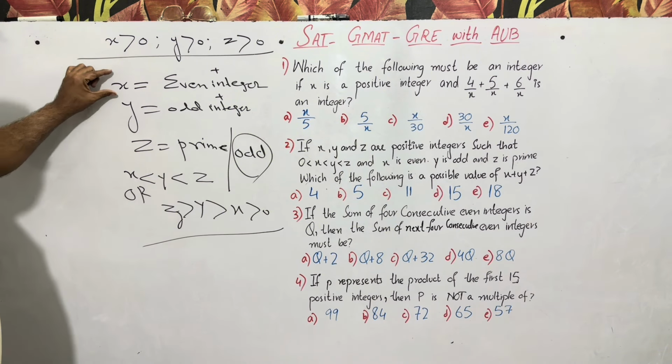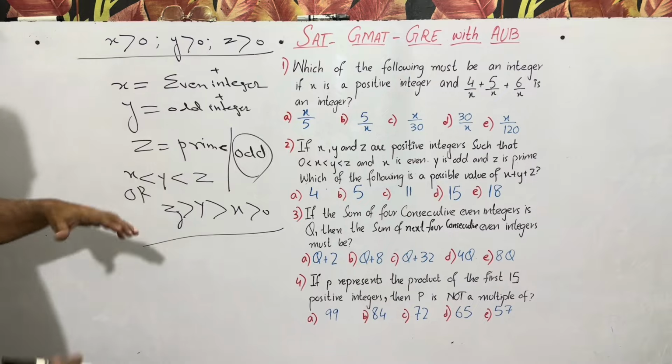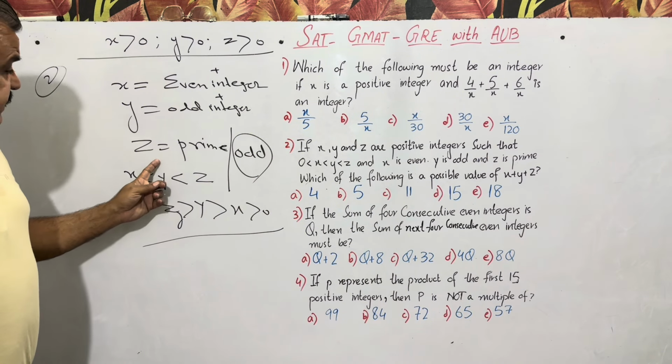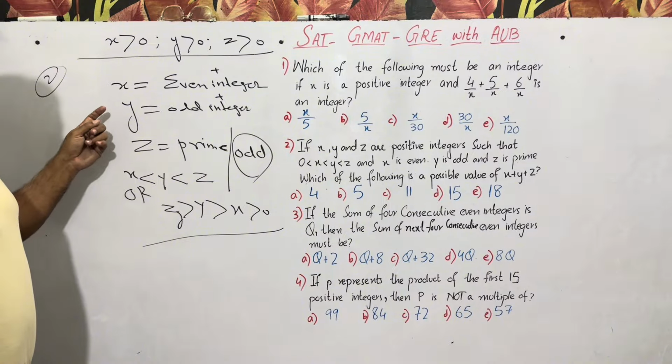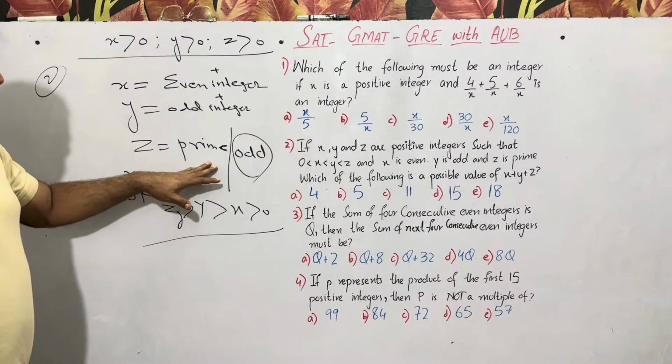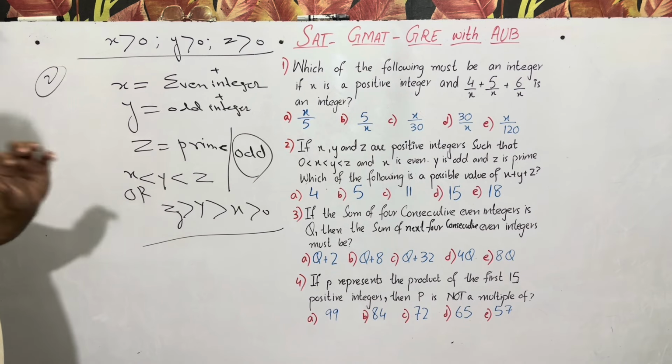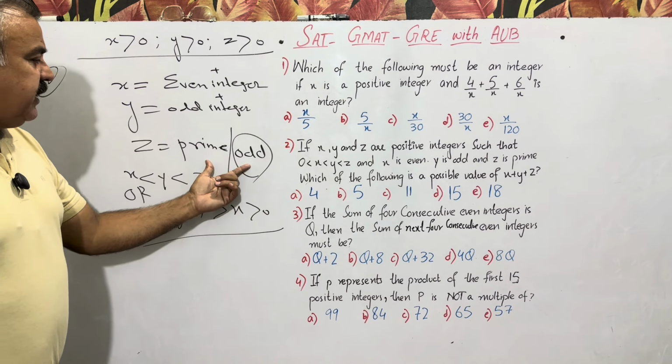Because 2 is the only even prime, and our z is greater than x as well as greater than y, so z is not 2. If z is not 2 and it is a prime, then it must be odd.